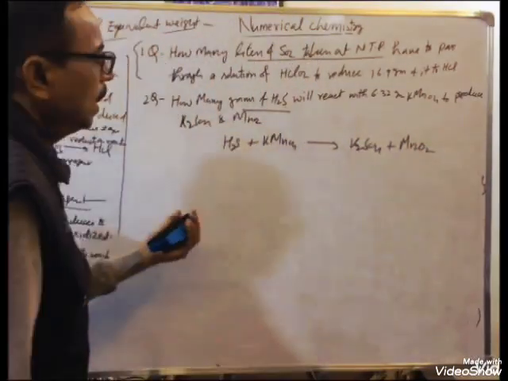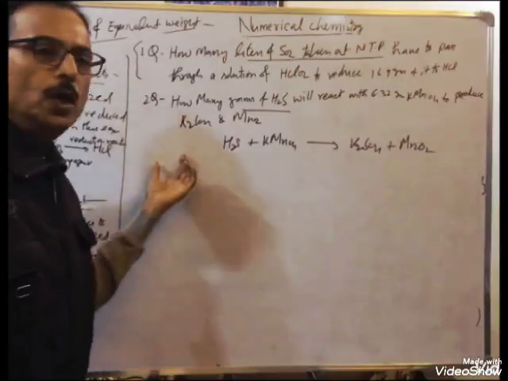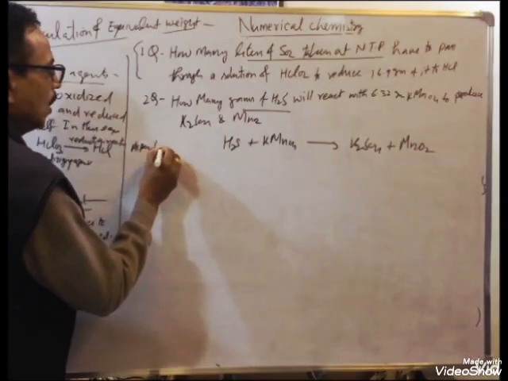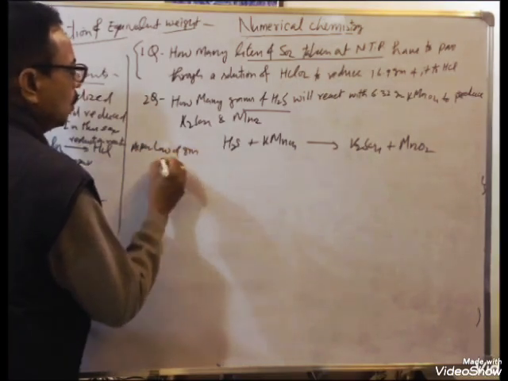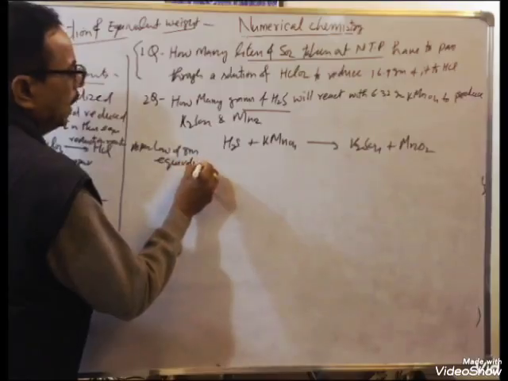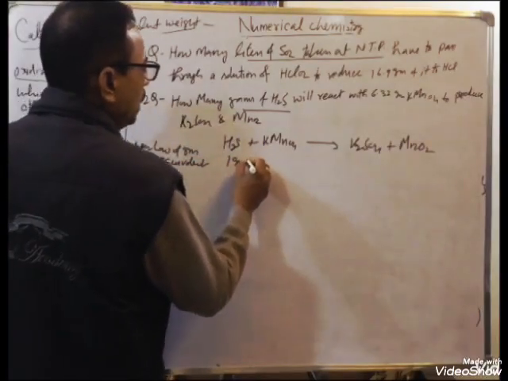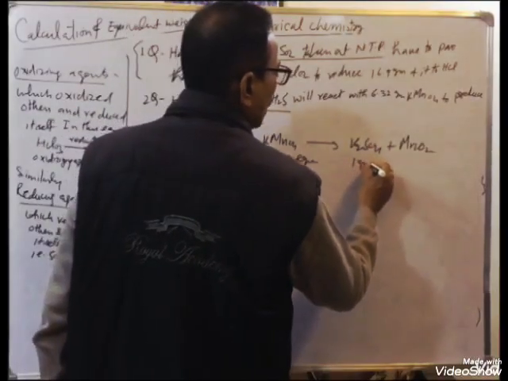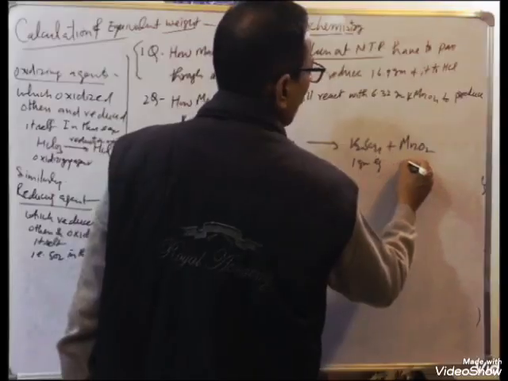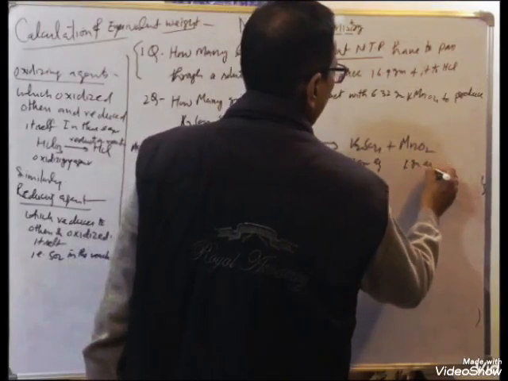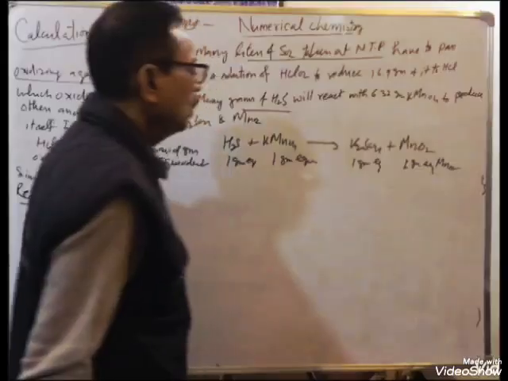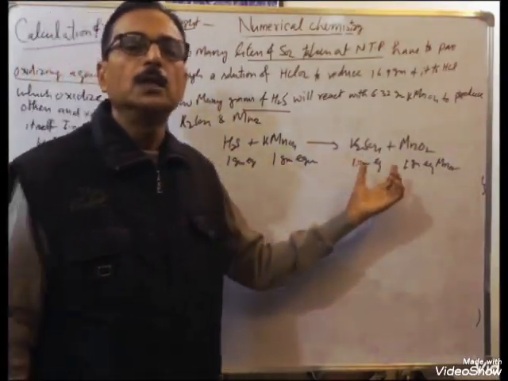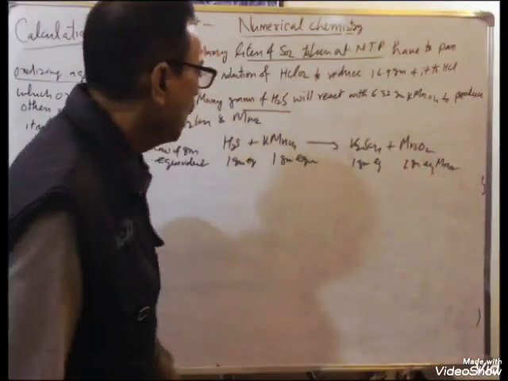This is the reaction. As per the law of gram equivalent, there is no need to balance the equation. Just write down as per the law of gram equivalents: 1 gram equivalent of this reacts with 1 gram equivalent of KMnO4, forming 1 gram equivalent of K2SO4 and 1 gram equivalent of MnO2. So this law says an equal number of gram equivalents react and form the same number of gram equivalents.